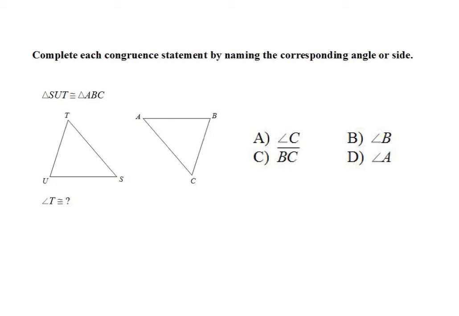So here you want to do the same idea, complete the congruent statement by naming the corresponding angle or side. So here we have triangle SUT congruent to triangle ABC. Pause your video, try and solve the problem, and then select the appropriate response. Once all the angles match up, the correct answer would be A. Angle T must be congruent to angle C.